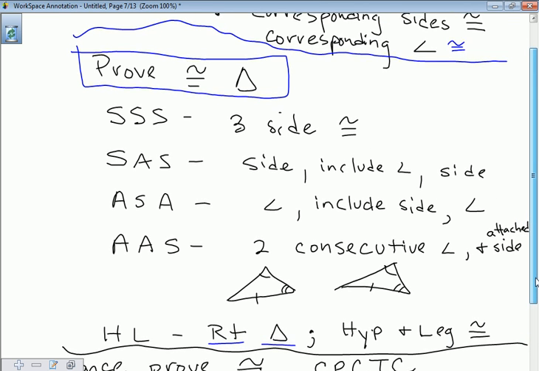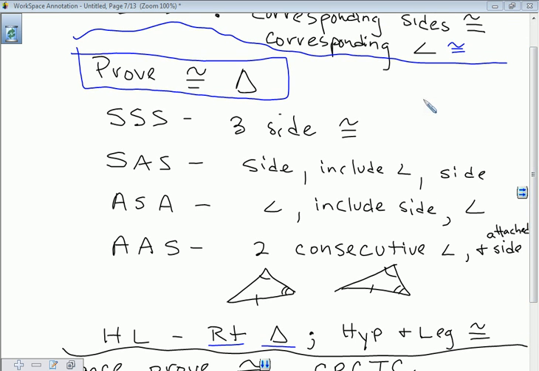What is the one that does not work? Donkey. Yes, we called it the donkey. It's this one. That is not a congruence postulate. You cannot use it. If they put it on there, they'll put it like this. This is not a congruence postulate, so don't let it trick you.